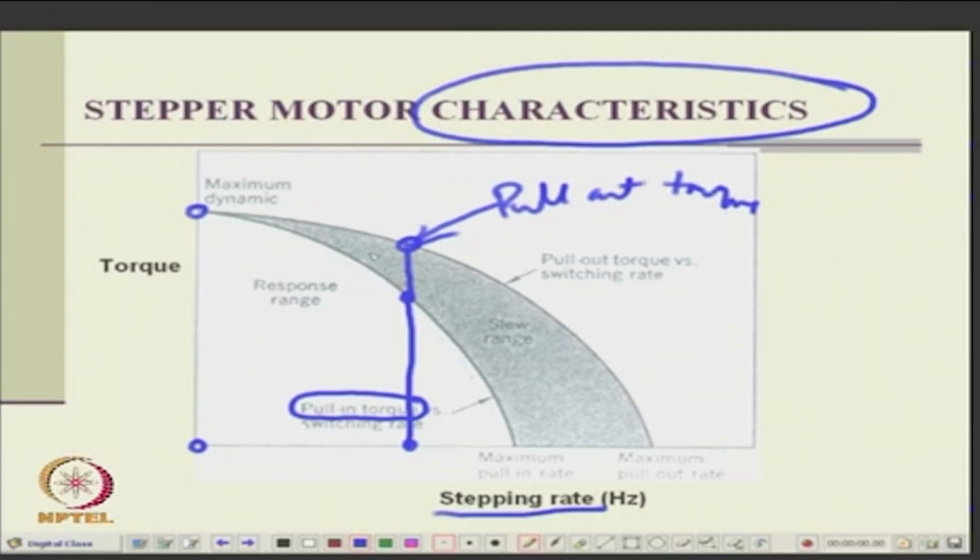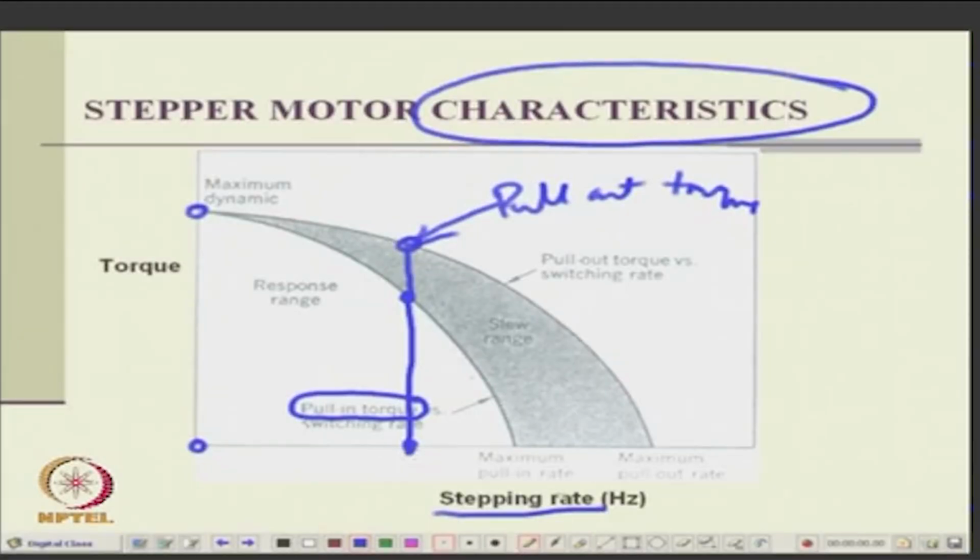If you apply the pull-out torque at the beginning itself, it will just not start, the machine cannot pull in that torque. So there are these two torques you must know at any given frequency, or stepping rate: one pull-in torque and one pull-out torque.